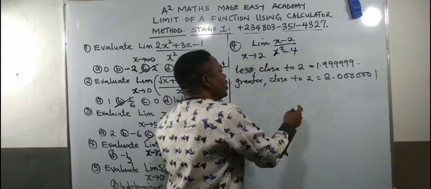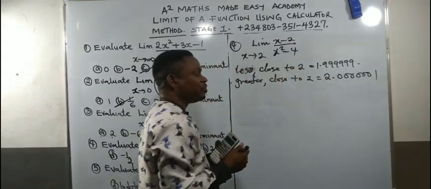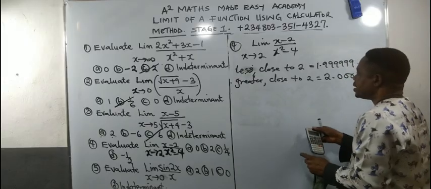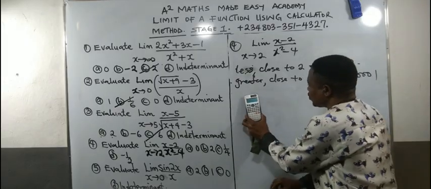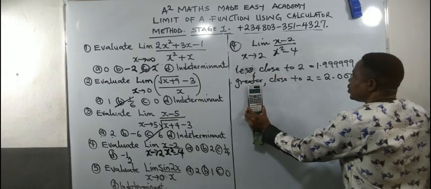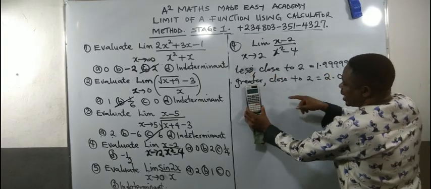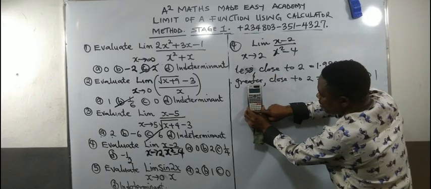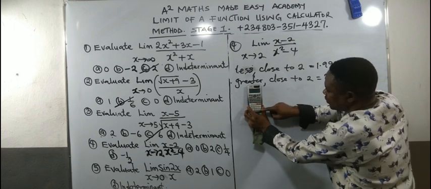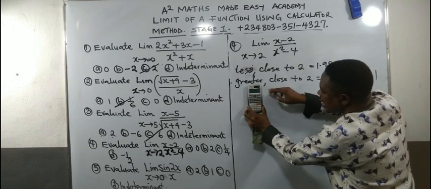Remember, even if I approximate, it will give me 2. If I approximate this one, it's still going to give me 1.9. Now I have done it. So what do we do next? Watch. We go back and consider the one that is less, close to 2, which is 1.9. I will now punch 1.999999, maybe to 6 or 7 places, then finally equal to. Expect the answer.